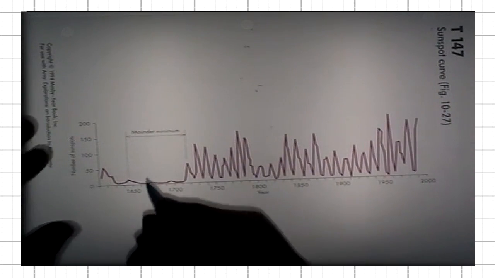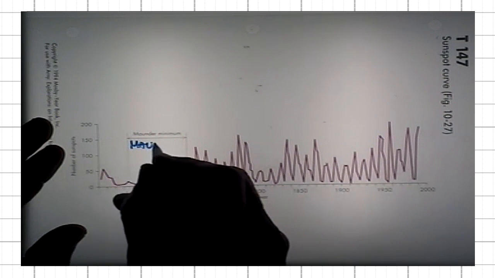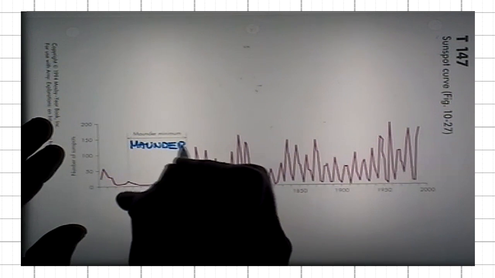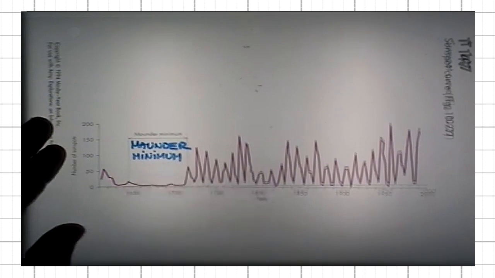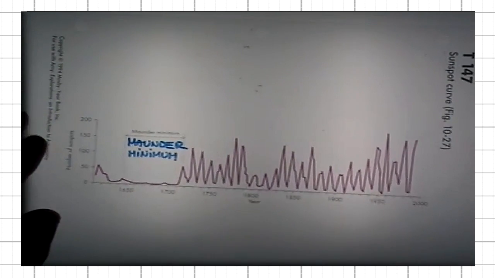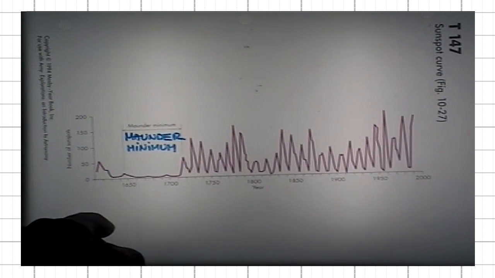There was a period from 1645 to 1715 where there were virtually no sunspots. And this period of very few sunspots is called Maunder minimum. And it coincides with a mini ice age that existed at that time in Northern Europe and North America.